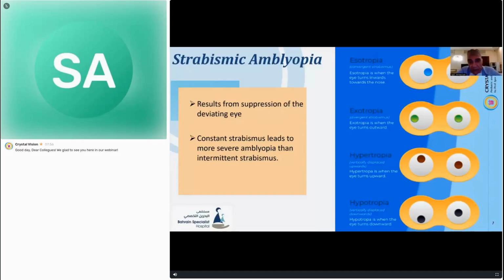And so amblyopia, which is associated with strabismus, is essentially the suppression of the image from the deviated eye. Amblyopia is quite common in almost all cases of strabismus if it is not treated early. This type of amblyopia develops especially in congenital strabismus. In congenital strabismus and early acquired strabismus, there is always this type of amblyopia.